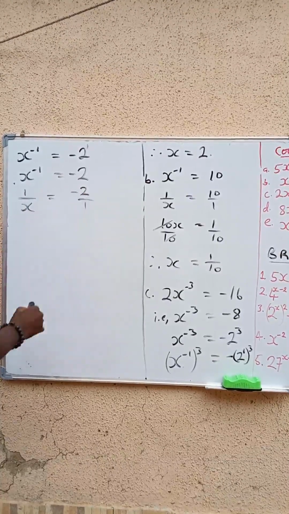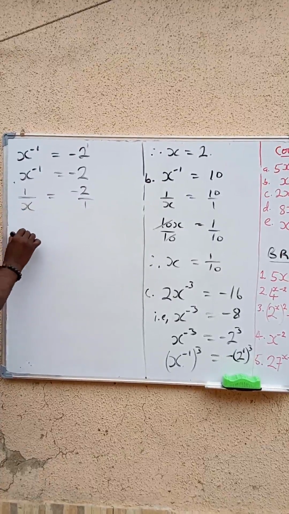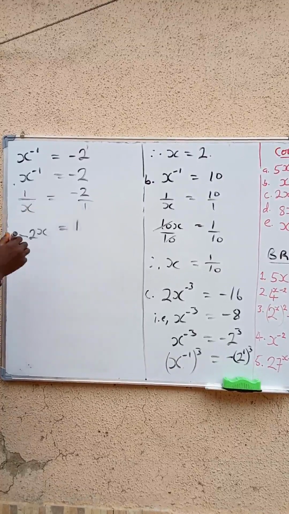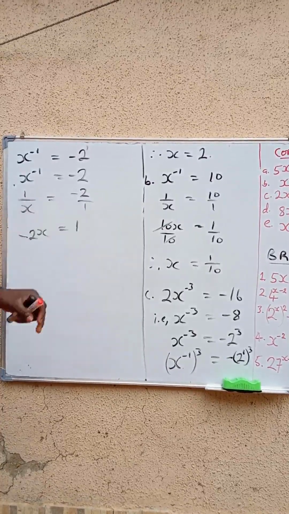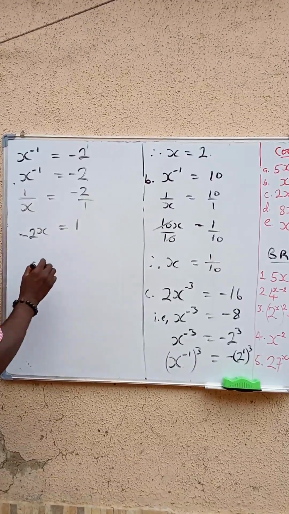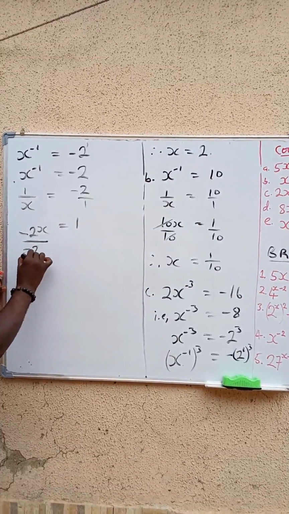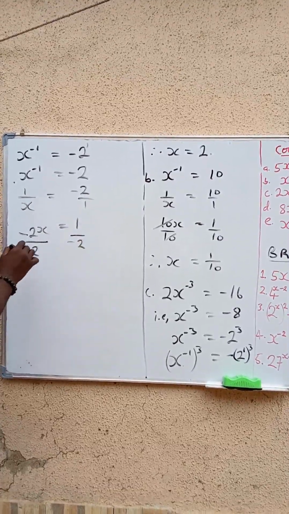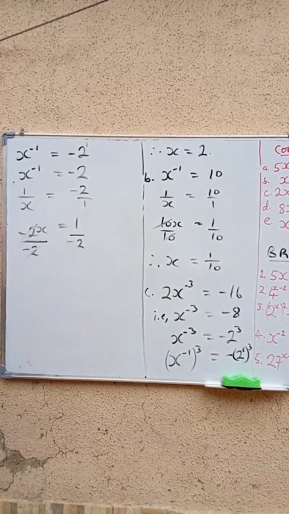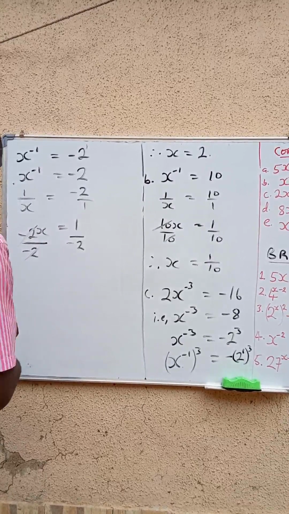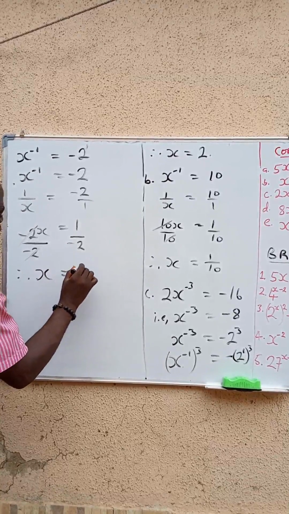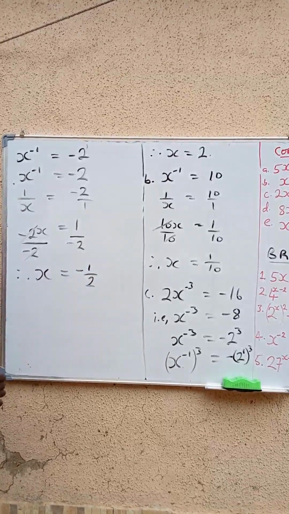You can balance it over 1, so I can cross multiply. Minus 2x is equal to 1. That is, x times minus 2 is minus 2x, and 1 times 1 is 1. So divide both sides by minus 2. If I divide both sides by minus 2, this minus 2, this minus 2 will go with this. Therefore, you know that when minus is down, it can still be up. So that one is the same. So in that case, my x is equal to minus 1 over 2.